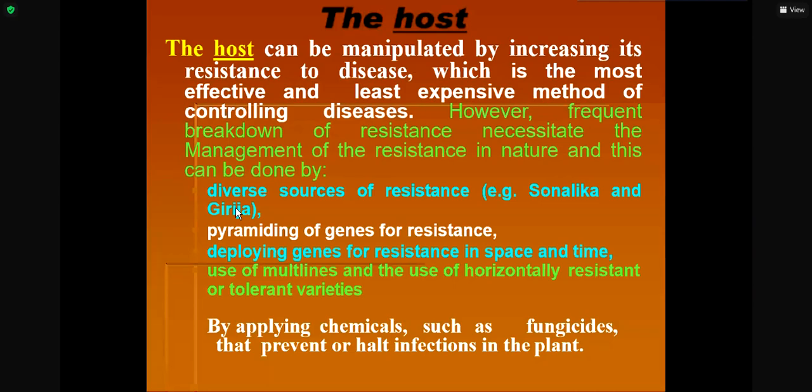We can deploy genes for resistance in space and time, that is the resistant variety. One variety is resistant, for example, in Mymensingh, but may not be resistant in Khulna. Okay, the variety might be resistant in 2020, but may not be resistant in 2022. We have to consider all these things, and we can make the plant resistant by applying some pesticide, by applying some resistance inducer that can make the plant resistant.